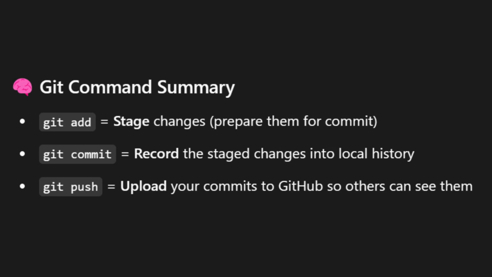So git add, first step, stage changes. Git commit, second step, record that snapshot locally. Git push, third, final step, share the snapshot with everyone else via that remote repository.